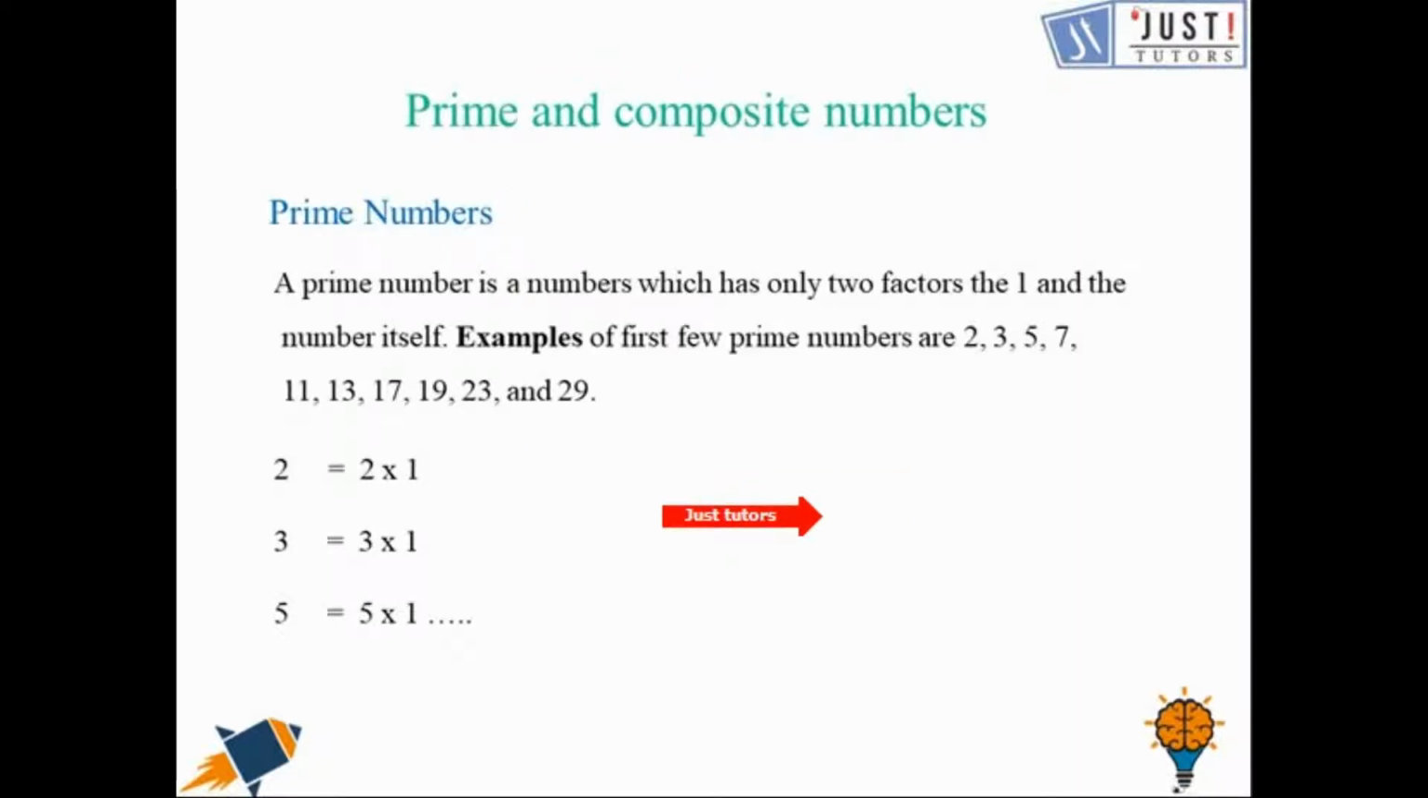So if I talk about prime numbers, I can think of a prime number as a number which has only two factors, 1 and the number itself. So the first few prime numbers are 2, 3, 5, 7, 11.